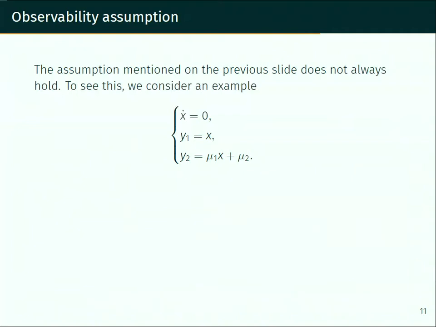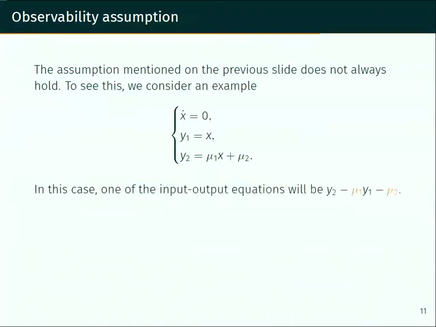So this is a system of the form that we consider. We have only one state variable, and this is constant. And we can observe this constant, and we can observe some linear function of this constant. Then this input-output equation will be of this form, because you can just substitute y1 instead of x here, and it will get rid of x's. Okay, and now the assumption is that you can measure coefficients, and coefficients are actually our parameters. So the method would yield that μ1, μ2 are identifiable.